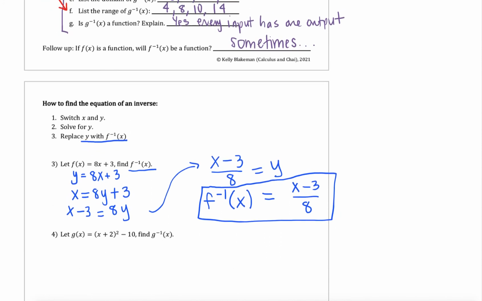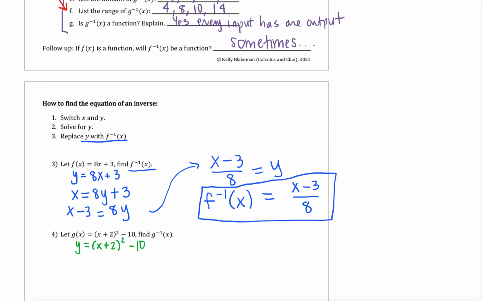So in example 4, it says let g of x equal (x plus 2) squared minus 10, and we want to find g inverse of x. So again, we're being asked to find an inverse. Our first step here is we need to create a y, so I'm going to replace g of x with y instead and get (x plus 2) squared minus 10, which all stays the same.